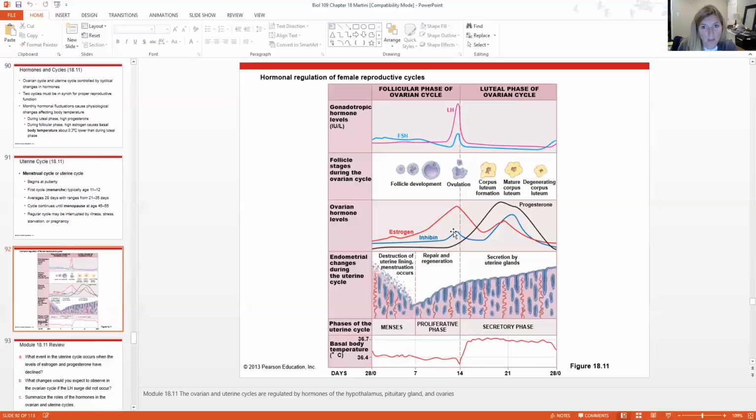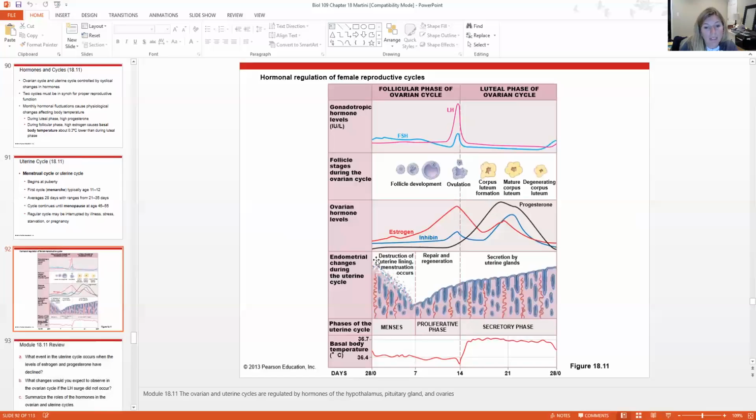Inhibin is released at that point too, because inhibin is telling the pituitary, we don't need FSH and LH anymore because ovulation just occurred. Shut it off. Progesterone remains high, or surges, I should say, after ovulation. That's the job of the corpus luteum to produce that progesterone.